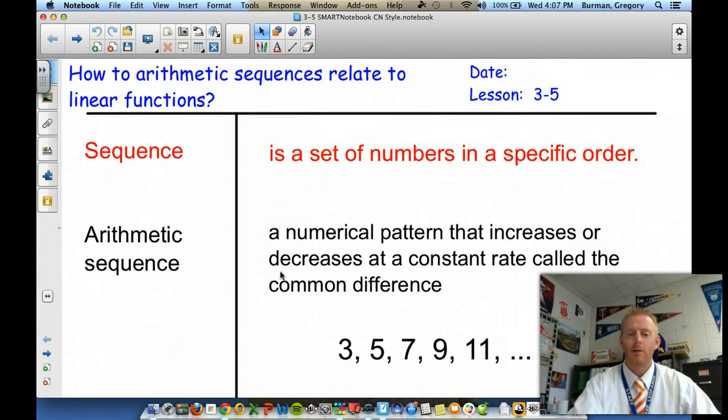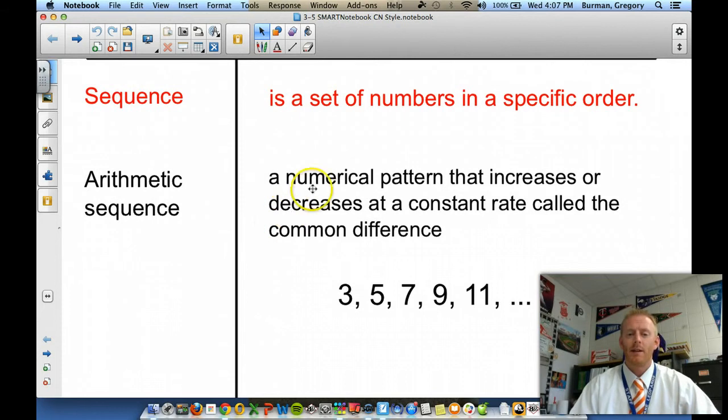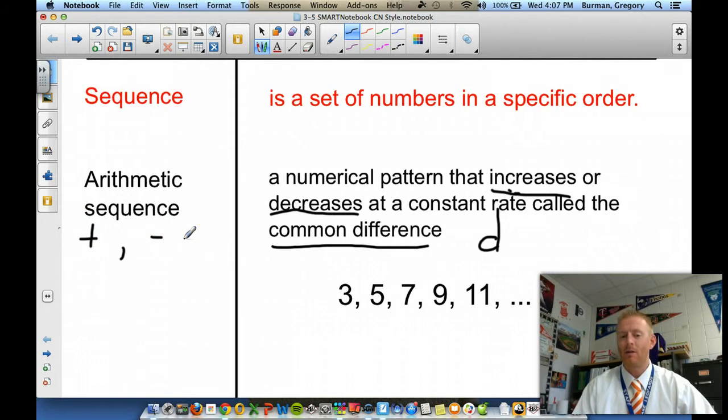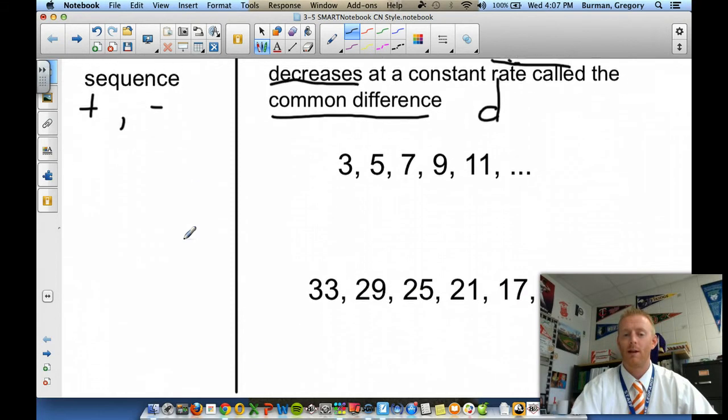And an arithmetic sequence is a numerical pattern that increases or decreases at a constant rate called the common difference. Now the common difference is also known as the letter D. Now the words increase or decrease tell us that we have to be adding or subtracting. So an arithmetic sequence is either adding or subtracting by that same constant rate or the common difference. So that's important for us to have written down.